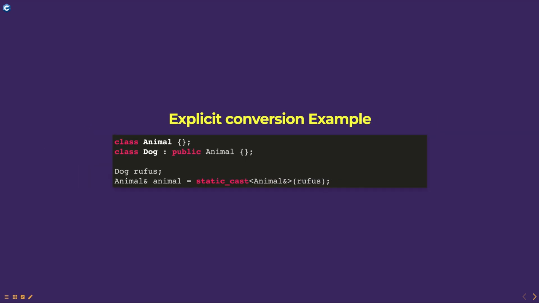in this example, the dog class is a subclass of animal class. When you cast a dog object to an animal reference using the static_cast keyword, an explicit conversion takes place. The static_cast keyword performs a type-safe conversion, and the conversion will only succeed if the dog object is actually an animal or a subclass of animal.